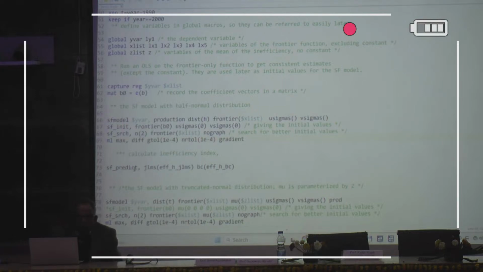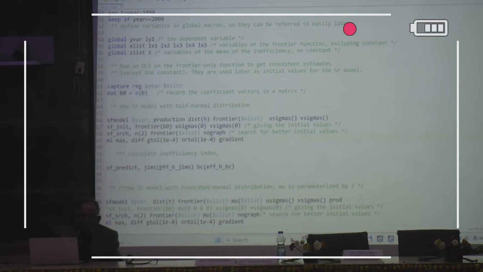And then we have both JLMS and BC. So this is Jondrow, Lovell, Materov, and Schmidt. This is estimating inefficiency, the expected value of u given epsilon. Remember, I just showed you that this is the formula that is used to estimate inefficiency. And this is the name that is used. A long name, but you can put any name you want.